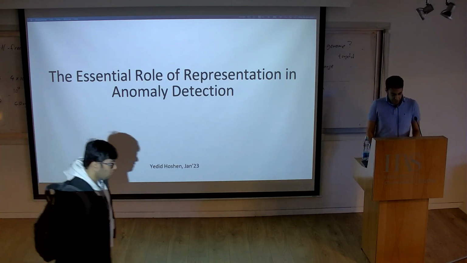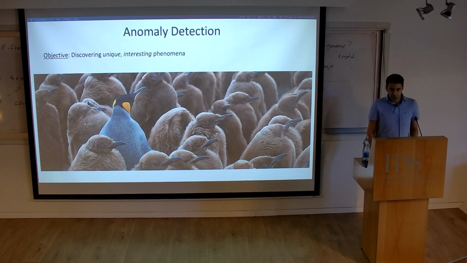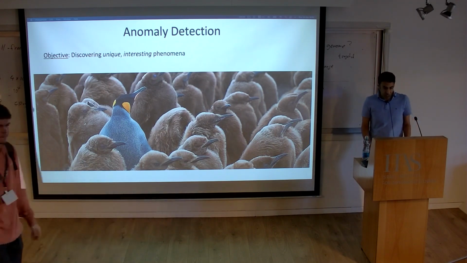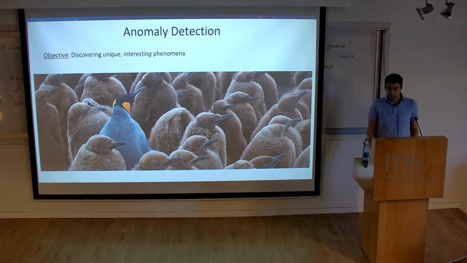Okay, so today we're going to deal with anomaly detection. Anomaly detection is one of those fields where the definition is somewhat fuzzy, so I will give one definition, but we will see that this definition by itself is not necessarily enough to specify what to do. So the objective of anomaly detection is to discover unique, interesting phenomena, and we'll see some examples of what I mean by anomaly detection.